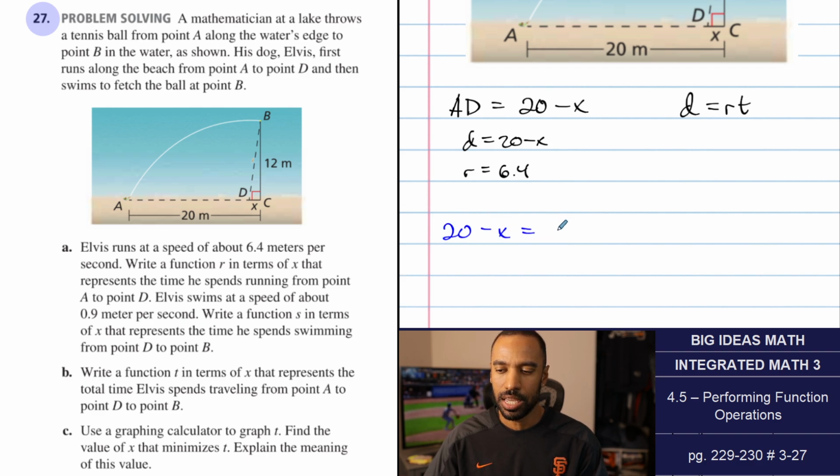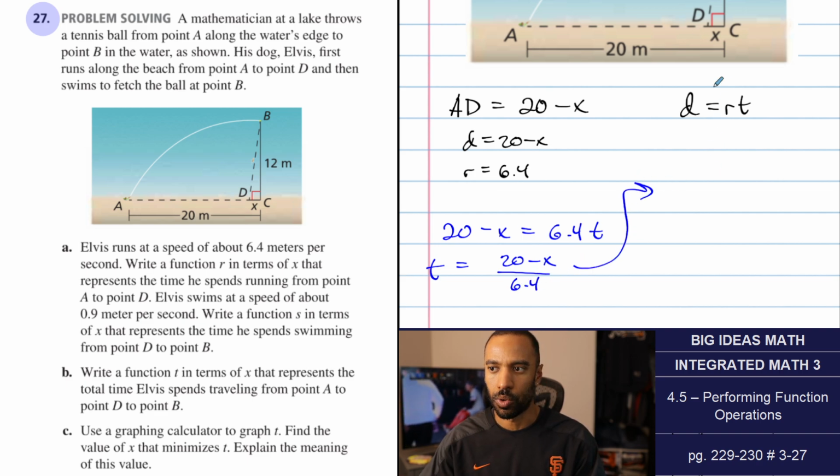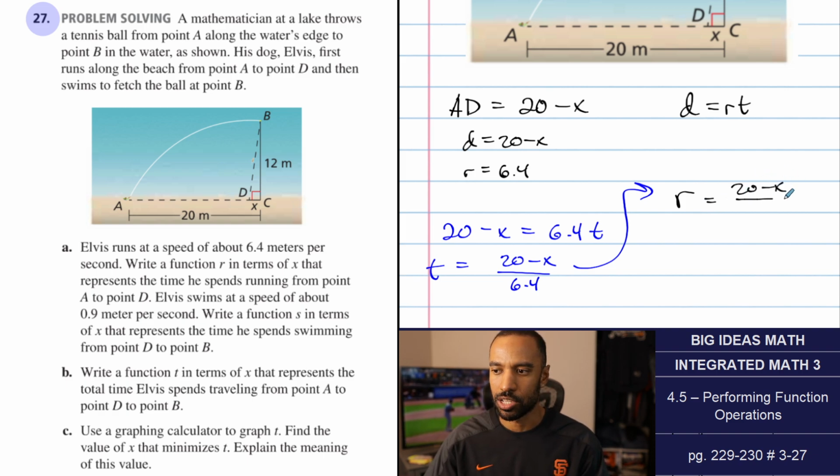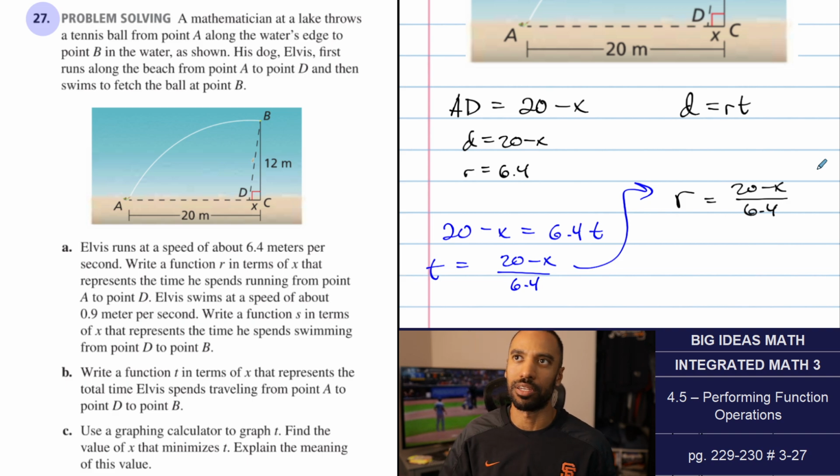Distance equals rate times time. So time equals 20 minus x over 6.4. Or now that I use their actual r equals 20. What did they say in terms of x? 20 minus x over 6.4. And I generally don't like decimals in my calculations.